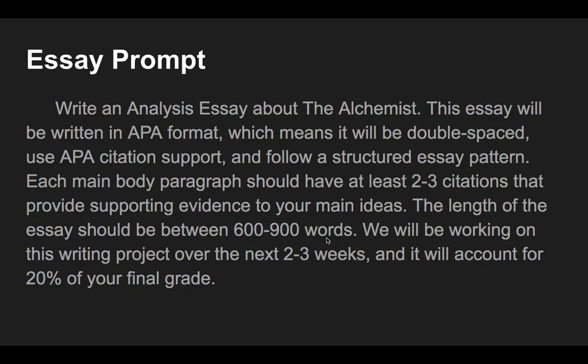I did a quick calculation based on the paragraph lengths that I showed you in our first essay mini lecture yesterday. We will be working on this writing project over the next 2 to 3 weeks, and it will account for 20% of your final grade. So this is the most significant component of your grade. Basically, the essay itself is worth the same amount as the 2 learning checks, which we've already completed.